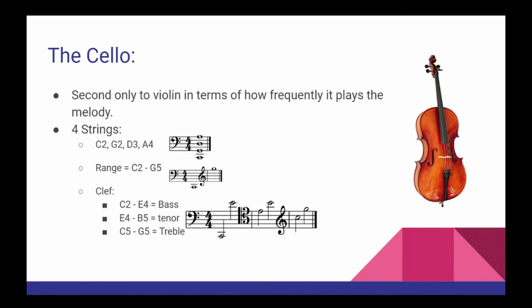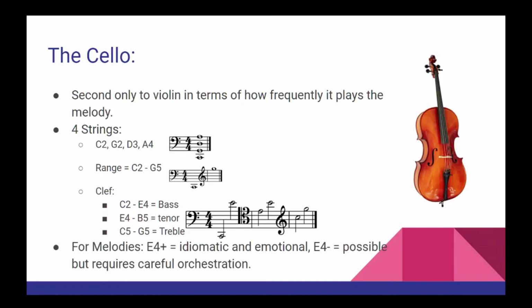Traditionally, anything from E4 and above is considered idiomatic for cello melodies. But really, you can use anywhere in the range you'd like. Just know that anything lower than E4 is going to require careful differentiation in order to remain in the foreground, since lower notes tend to be at a disadvantage compared to higher notes when it comes to demanding attention from the audience.